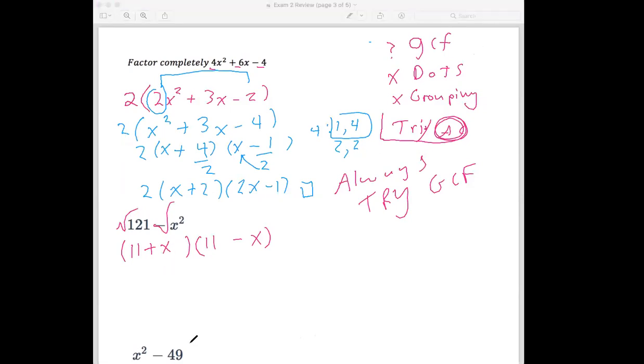Okay, let's take a look at this one down here. 2 terms, difference, i.e. subtraction. They're both perfect squares, plus 7 minus 7. Here comes a poll. Please answer how well you understand the last 2 problems.